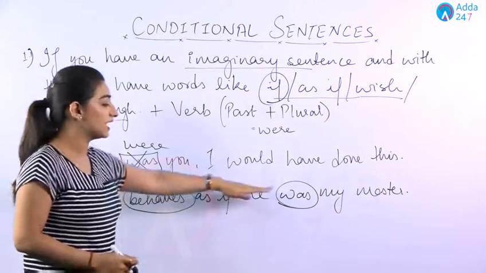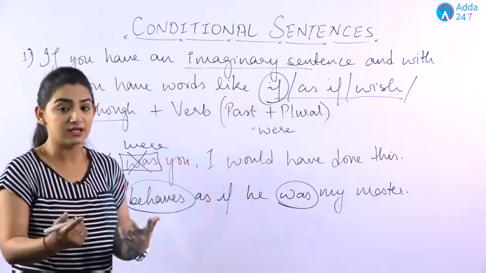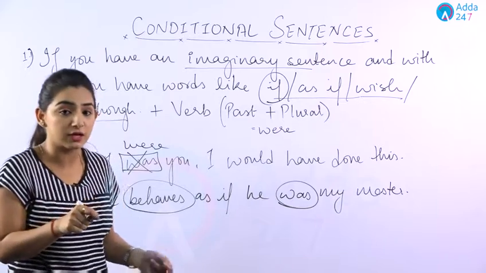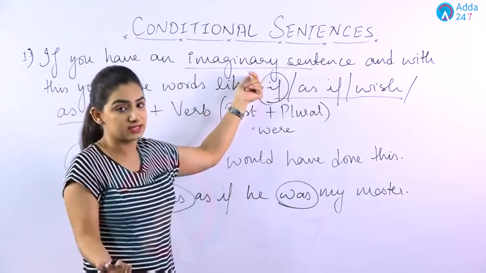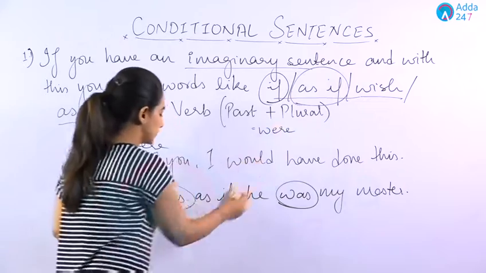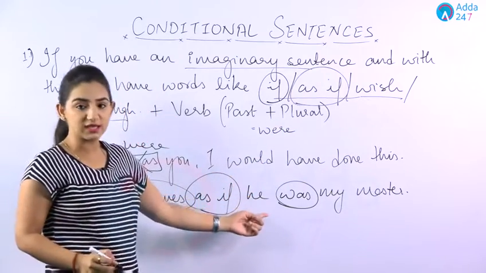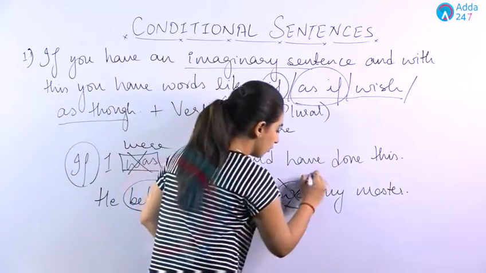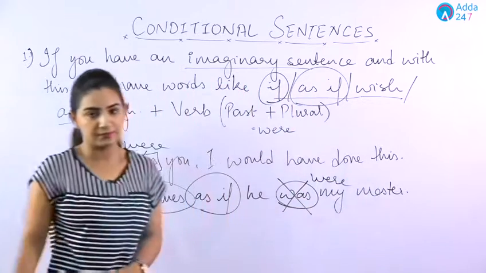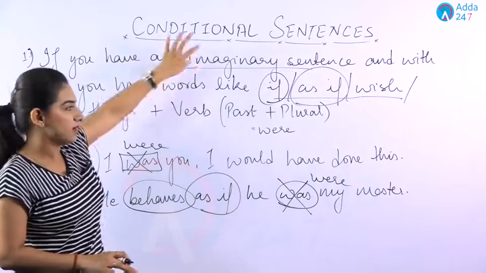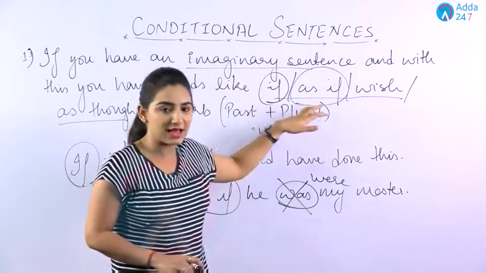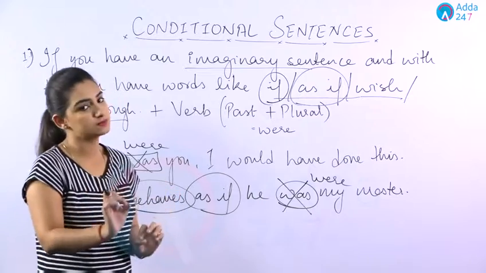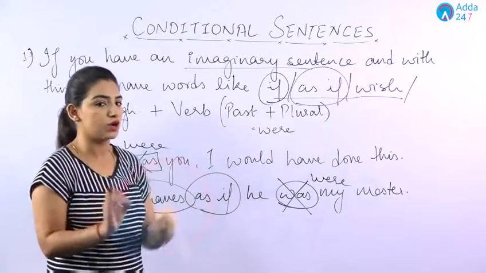Now he behaves as if he was my master. He behaves, he tries to rule me, but he is actually not my master, but he thinks of it. He thinks of it, that means it's an imaginary sentence. Having as if used in a sentence, we will use past tense plus plural form and it should be he behaves as if he were my master. So are you getting this? If you have an imaginary sentence having words like if, as if, wish, or as though, the verb used will be in past tense plus plural form, that is were. Now let's move on to the next rule.